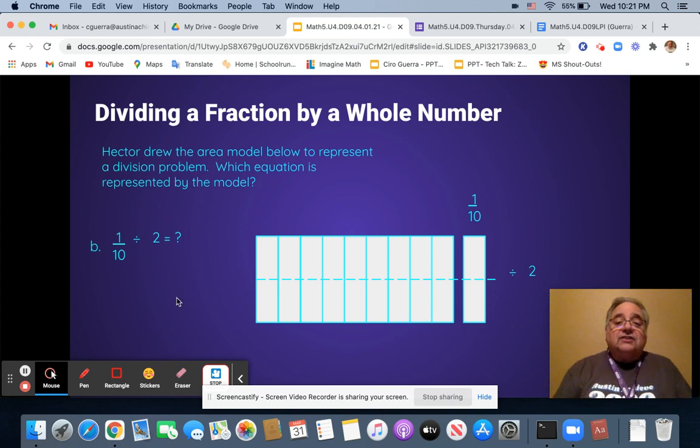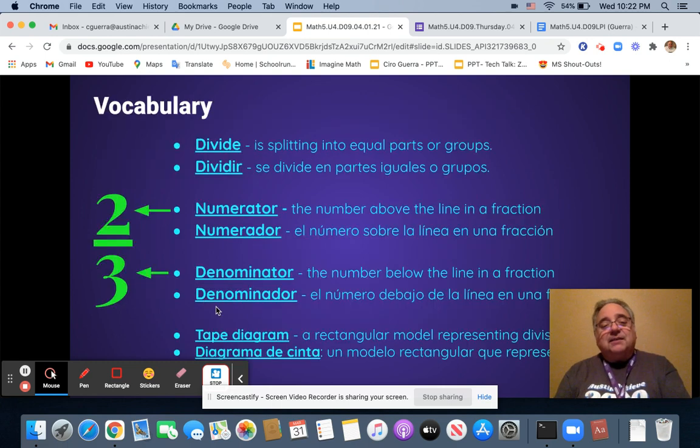So let's find the answer to this one. What we're going to have to do is take 1/10 and, yes, I'm waiting for the answer. Yes, excellent. You take 1/10 and you multiply it by 1/2, the reciprocal of 2, to get 1/20. So the answer to that question mark would have been 1/20. Great job, guys. Let's keep going.